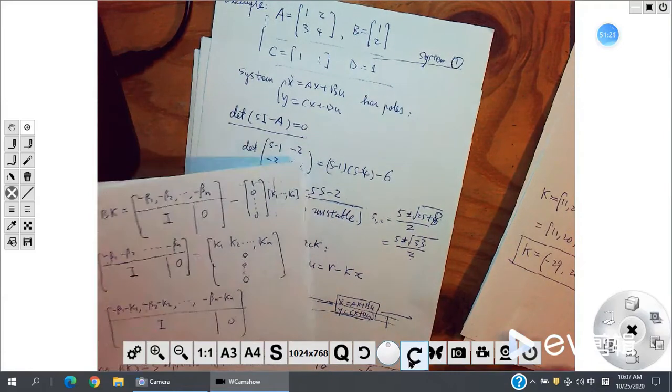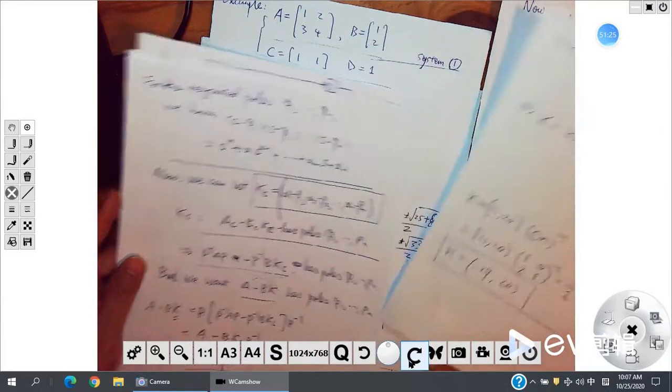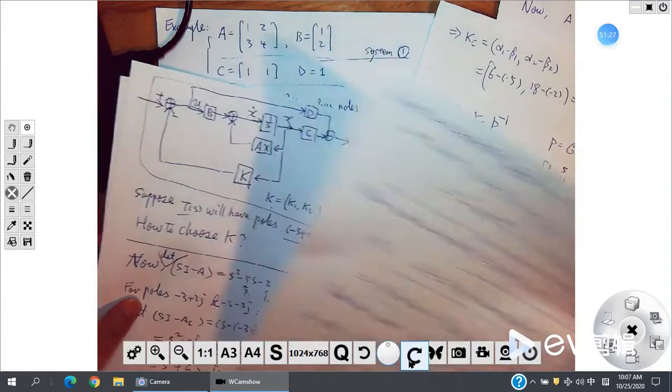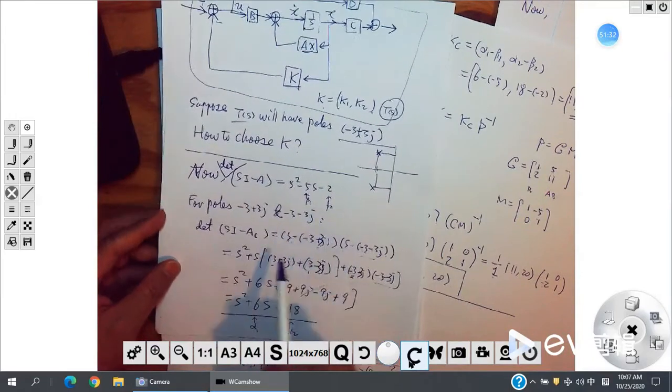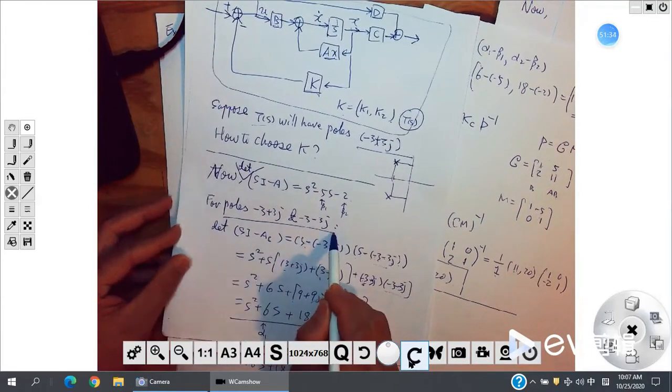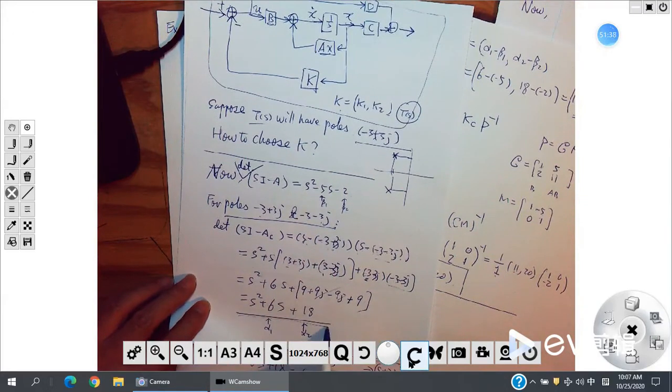Took too many paper. I put this somewhere. This one? Not this one. I see. Right. We want to put the poles here. So based on these poles, you have another characteristic polynomial.